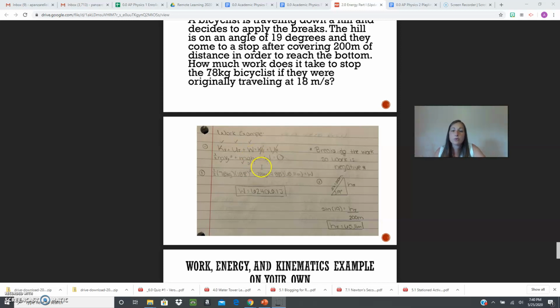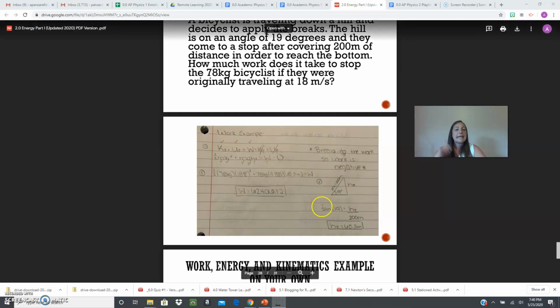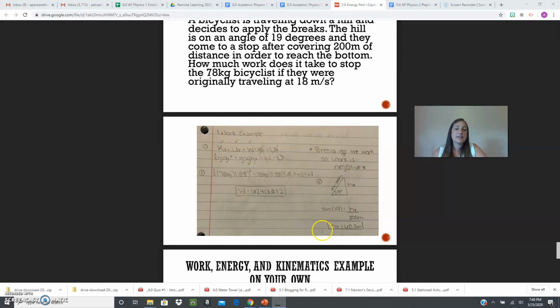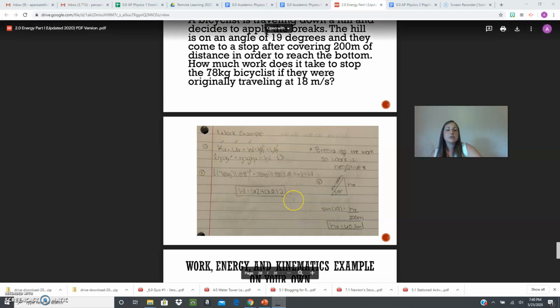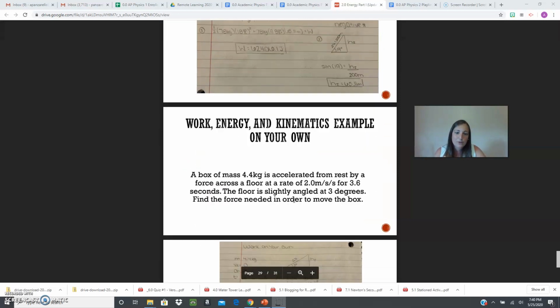Now, I also don't know the initial height, but my handy dandy triangle is able to allow me to solve for that. So delta X is going to be your hypotenuse. The height is what you want to solve for. You can use your trig function and then use that value, plug it into your equation. You're good to go for work.